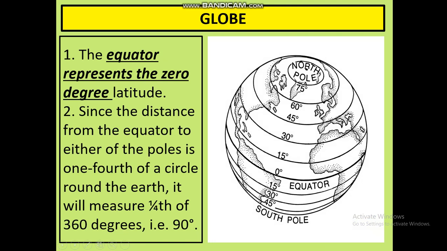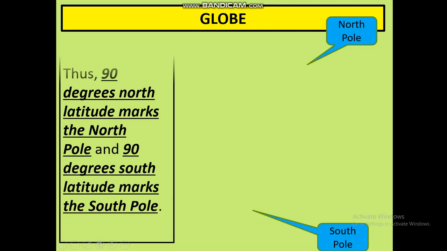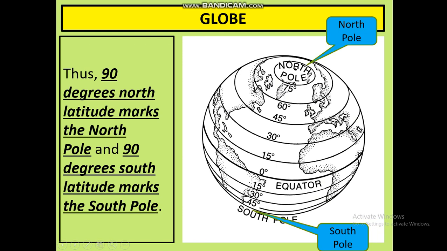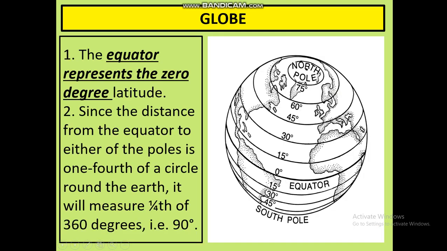Since the distance from the equator to either of the poles is 1/4 of the circle round the earth, it will measure 1/4 of the 360 degree, that is 90 degree. See, from 0 to North Pole there are a total of 90 latitudes. Similarly from here 0 towards South Pole there are again 90 latitudes. So 90 latitudes in the North and 90 latitudes in the South will make a total of 180 latitudes.